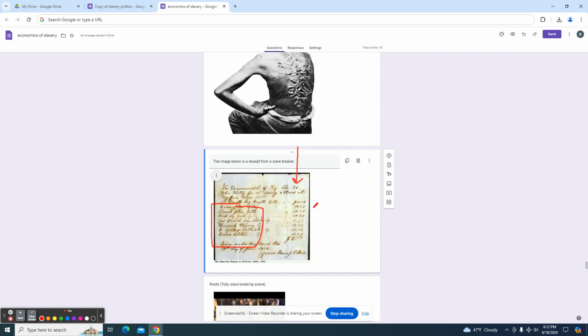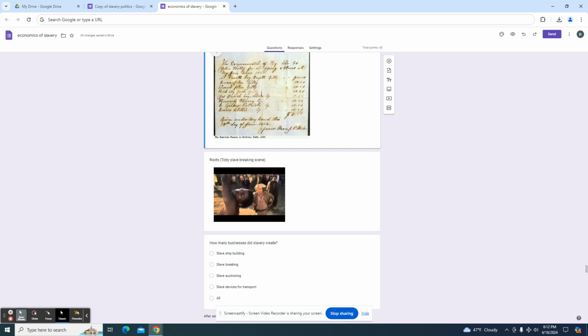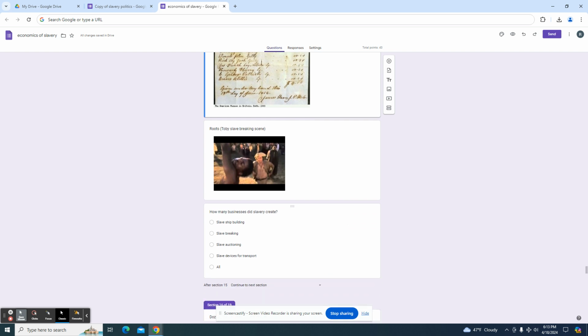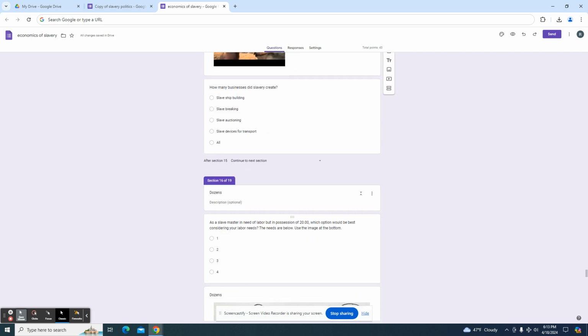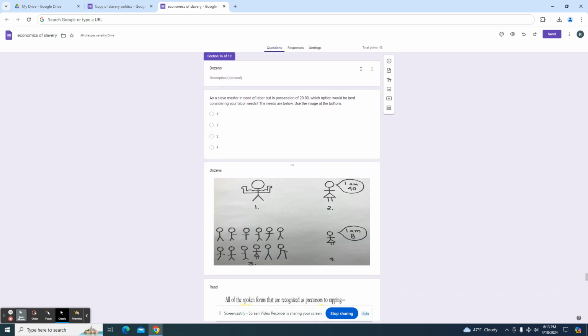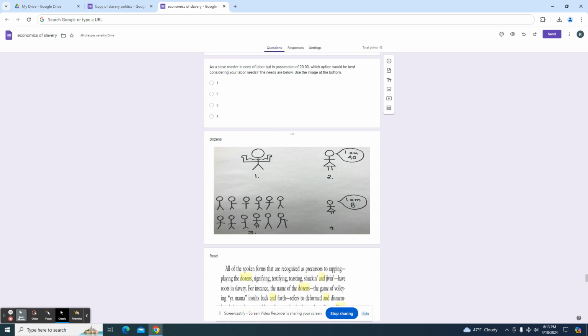And again, if your business involves that process, that really goes to show the lengths of slavery and how many institutions and businesses and side businesses are attached to this institution. Here we have the link that will take you to the Toby slave breaking scene. We then transition to something called the dozens. The dozens apparently was the purchase of slaves at a discount. As you can see in these images, I tried to use stick figures.